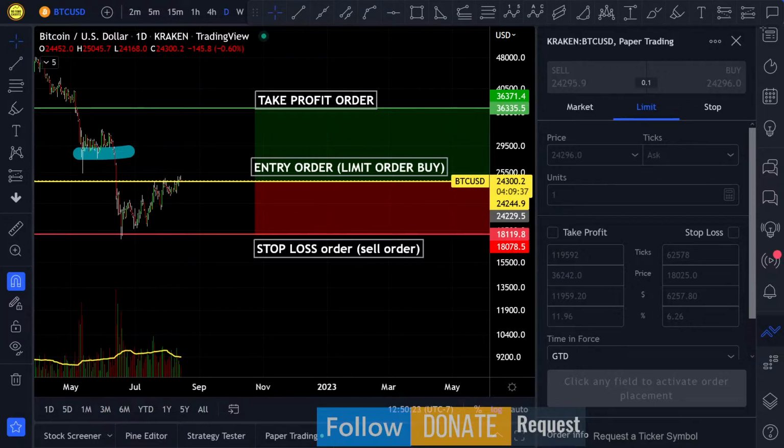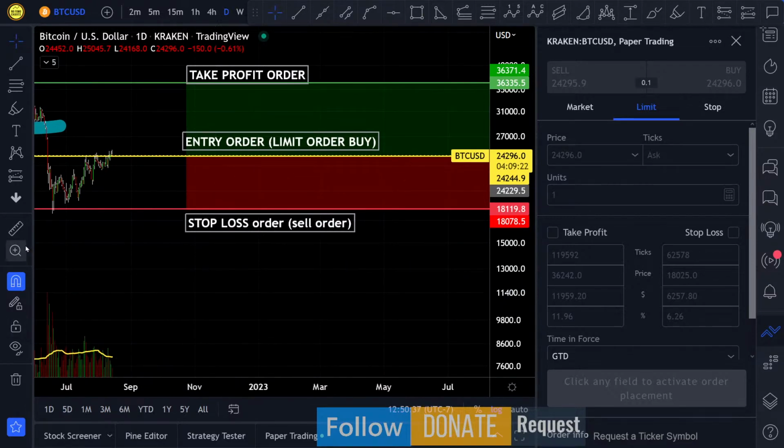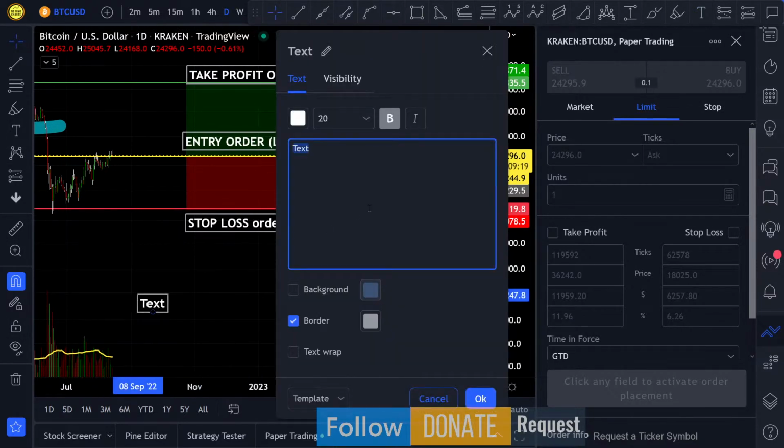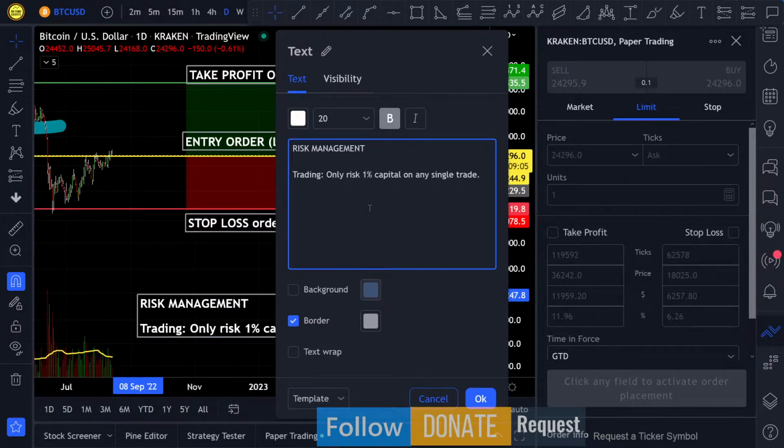So somebody asked me, is it safe to go in with 5 or 10% of someone's portfolio? The general recommendation for trading, this is very important, the risk management part, is for trading, only risk 1% of capital on any single trade. You'll see that a lot on the internet and in books for trading. 1% of total capital, like your account capital.